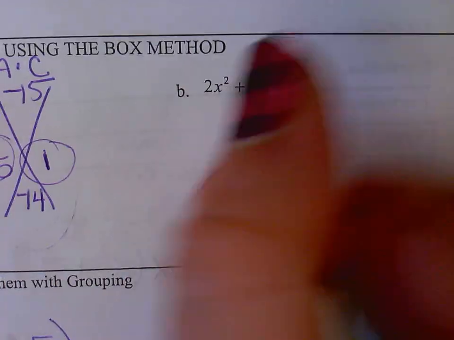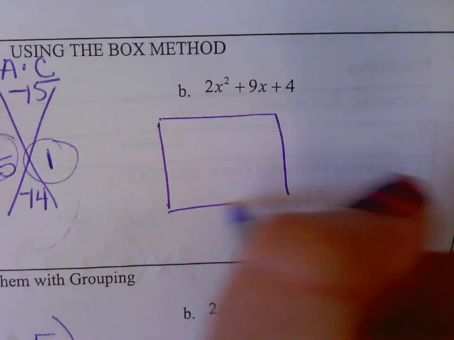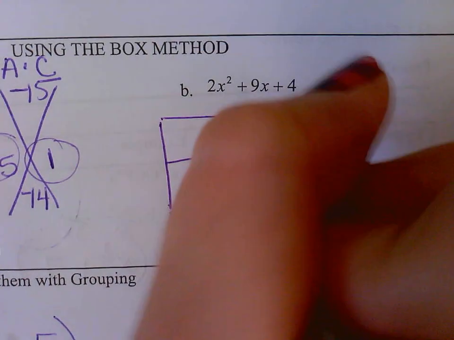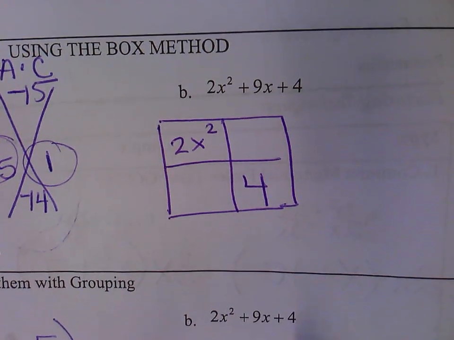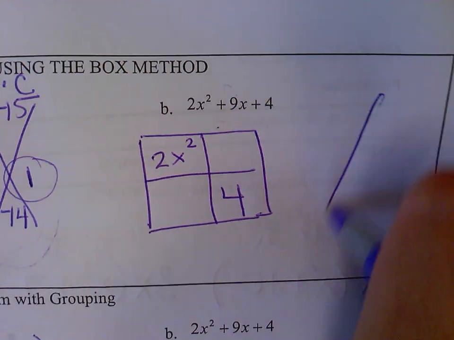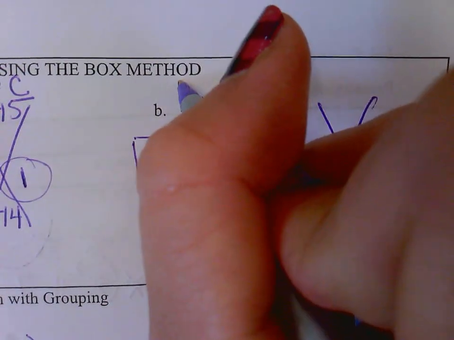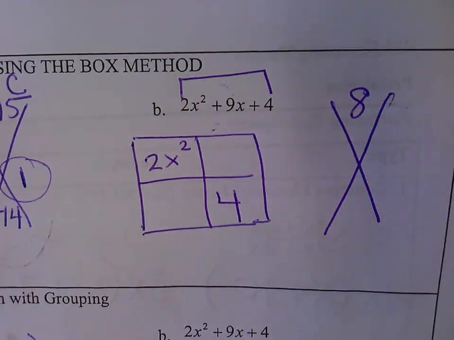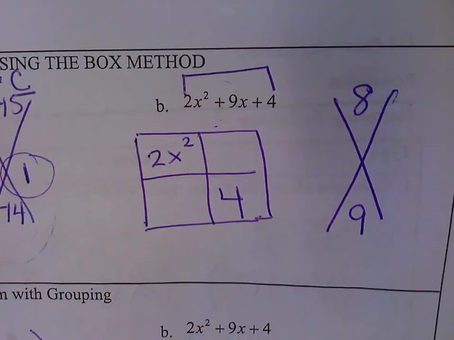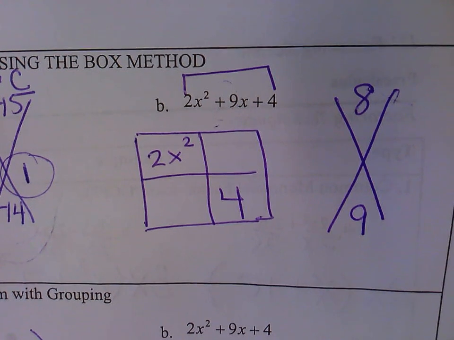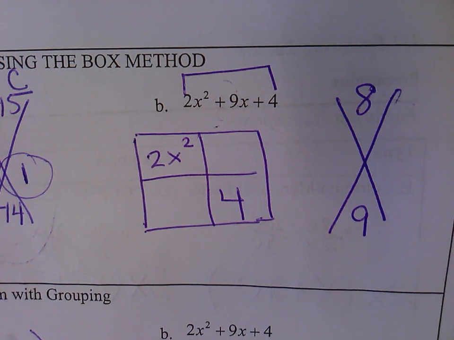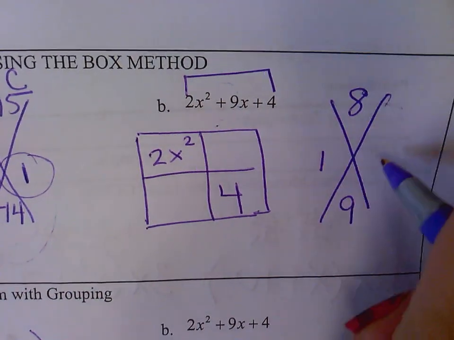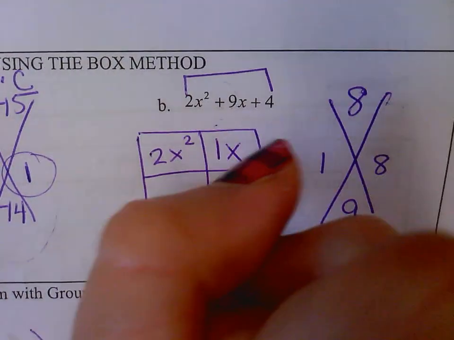So I'm just going to set them up inside the box for now, just so I have somewhere to put my terms. But I'm going to put 2x squared here, positive 4 here. I need to find out how to split up that 9x. So when I do the diamond, I do 2 times 4 is 8. And then the 9 goes on the bottom of the diamond. All right, so what are the factors of 8? So I want 1 times 8 or 2 times 4. I'm trying to add up to 9. So I want 1 times 8. So I'm going to put 1x and 8x.